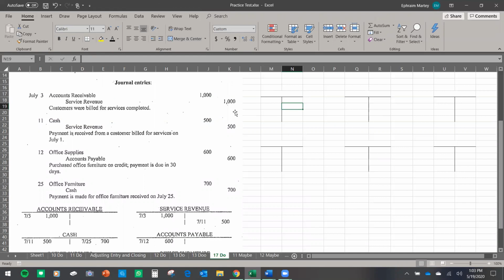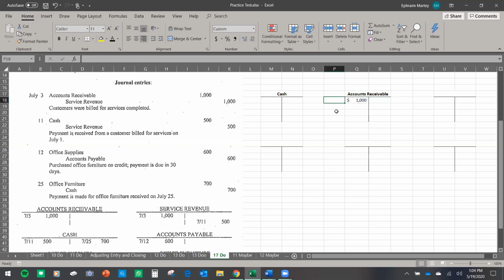All right, so we have account receivable and revenue. I'm just going to begin with cash on my T account. So this is my cash, and I have my account receivable. So what is happening to account receivable? Account receivable is increasing by 1,000, and account receivable is an asset. It increases with debit. So I'm going to put the 1,000 here. So I have my 1,000 over there with account receivable.